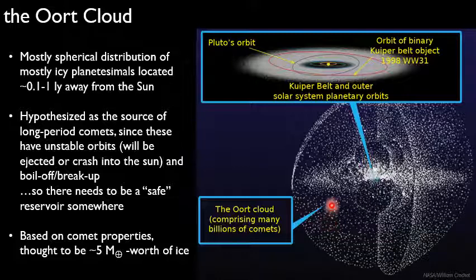The size of the Oort cloud is hypothesized, besides some modeling of the origins of the solar system, based on comet properties. You look at the eccentricity of the orbits, you look at the masses of the comets, and that's where we get these distances from the sun, and that's also how the mass is derived. So about 5 Earth masses worth of ice. So kind of a lot of stuff out there. Again, I want to emphasize it has not been observed yet, but I'm pretty sure it must be there just because of these long period comets.